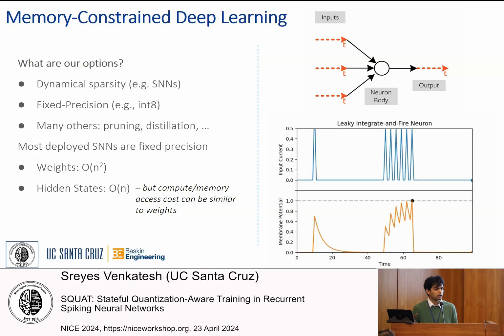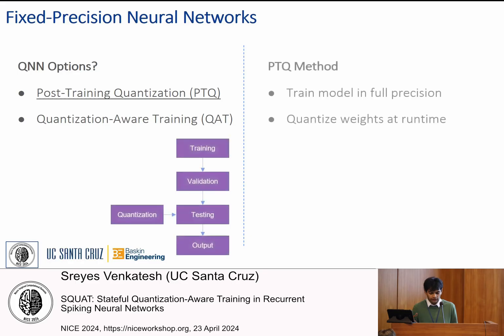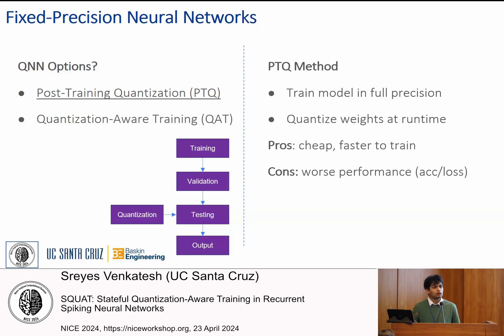Before I go more into SQUAT, I would like to talk about the fixed precision approaches to neural networks. The first one is post-training quantization, which is where we train the model in full precision, and then we quantize the weights at runtime during the testing phase. There are pros and cons to this. One pro is that because no additional considerations have to be made when training on the hardware, this type of training is much easier, cheaper and faster for the user.